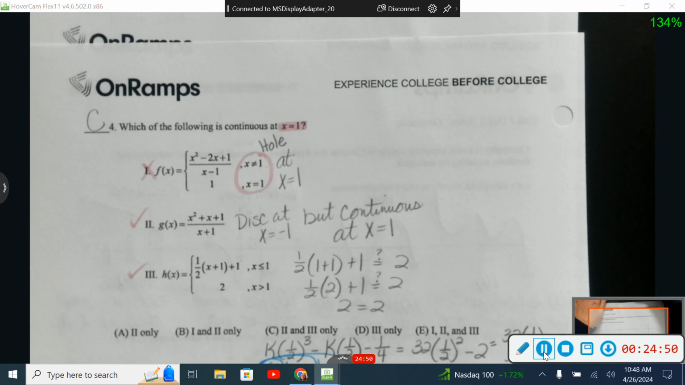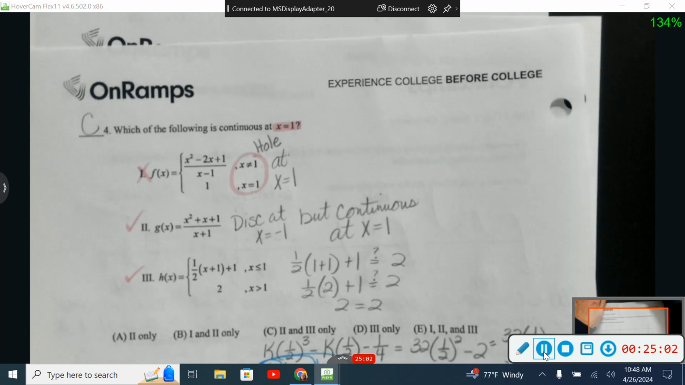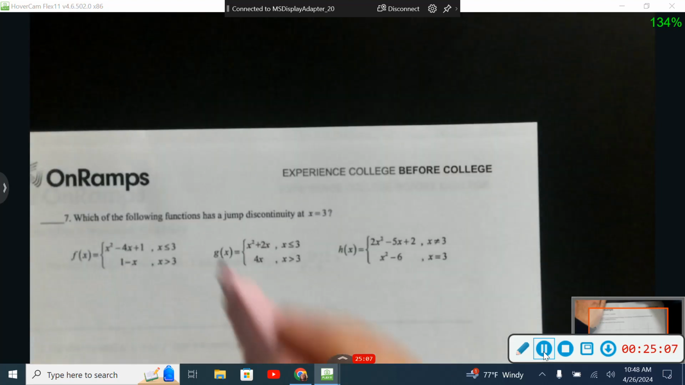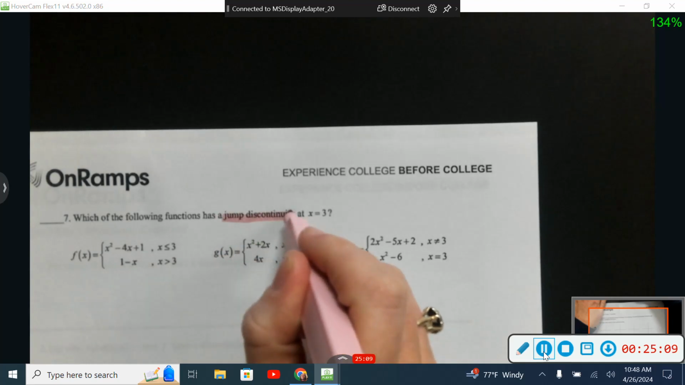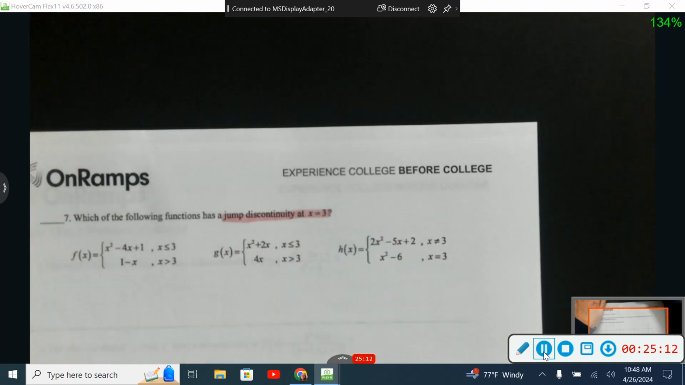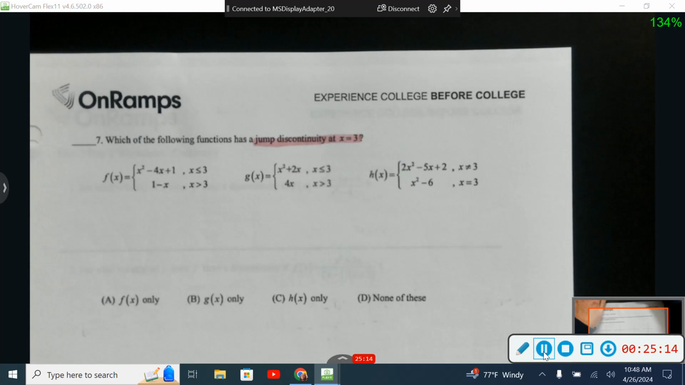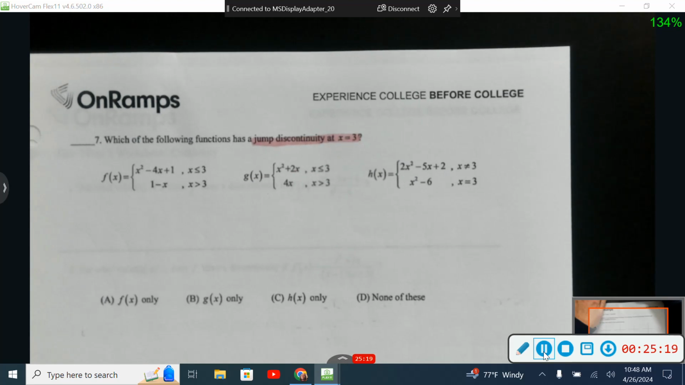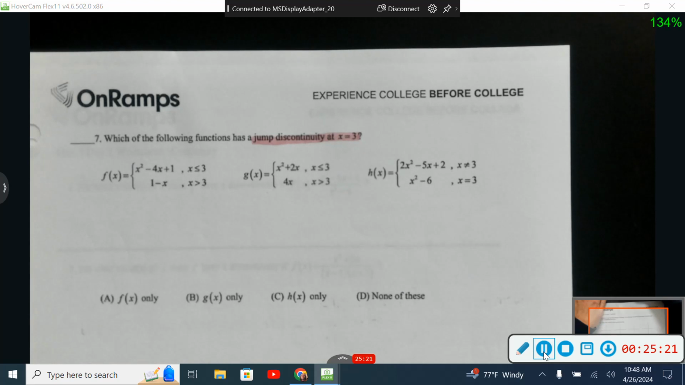All right, any questions on number 4? Very good. Okay, let's go through number 7 together for just a second. On number 7, this time we're looking for jump discontinuity at x equals 3. So I'm looking for a piecewise function where I don't have continuity at x equals 3. Again, we're looking specifically at x equals 3.